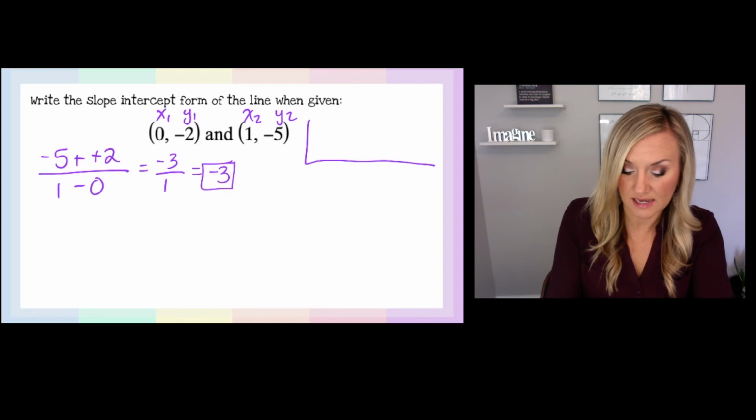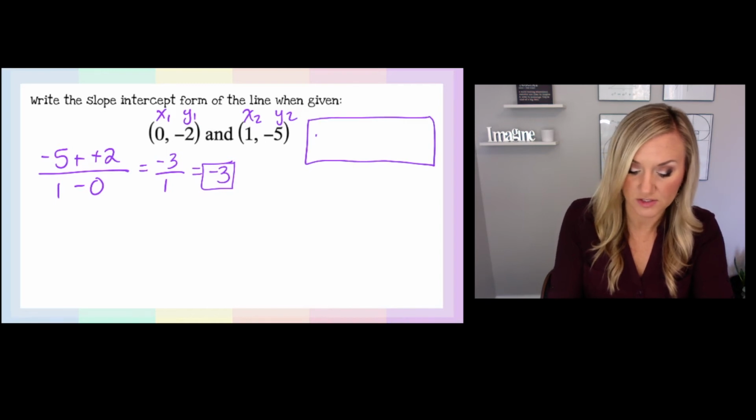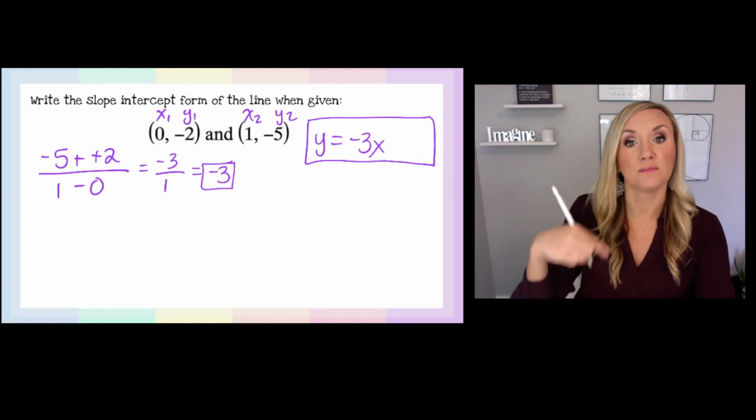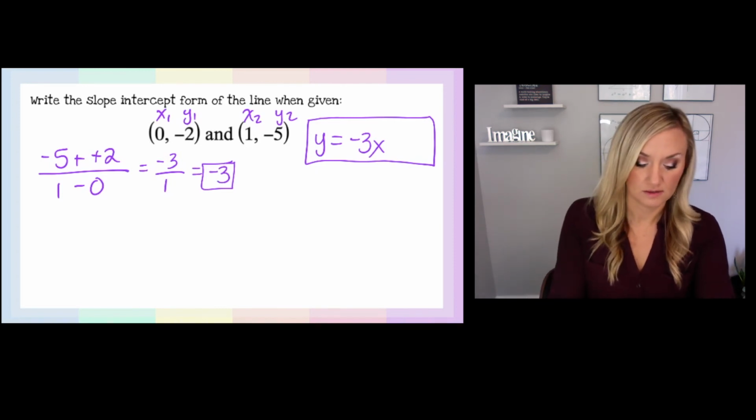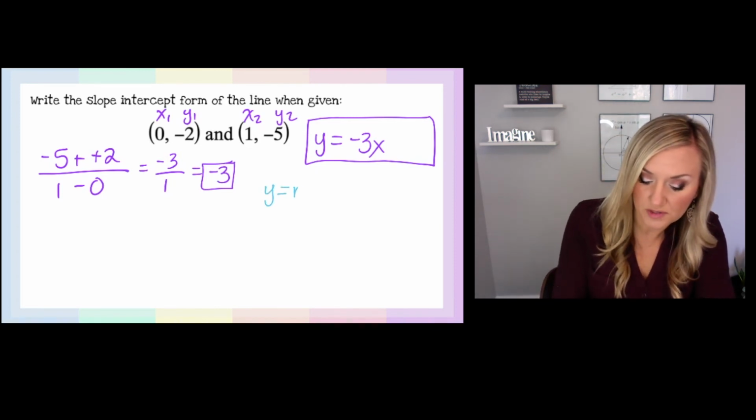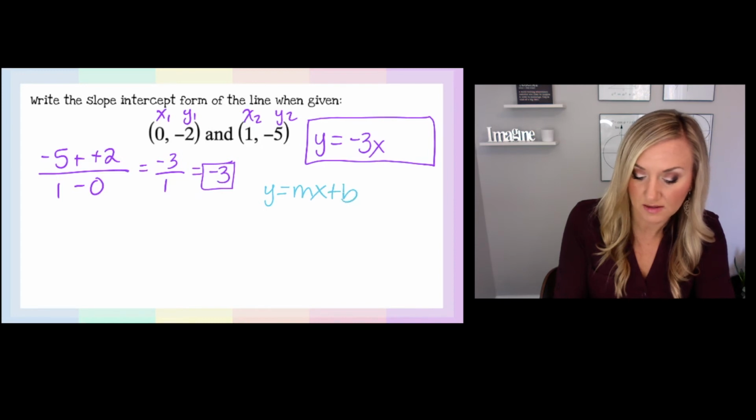So I'm going to set up my final answer to look like y equals -3x. Now I'm going to find the y-intercept. So I'm going to start off with the formula y equals mx plus b.